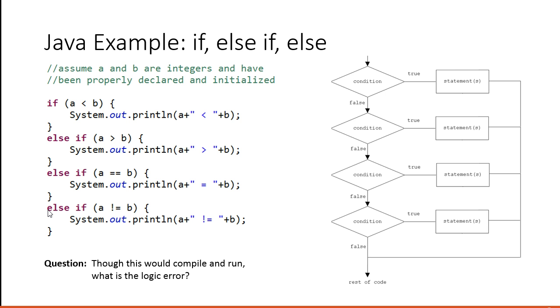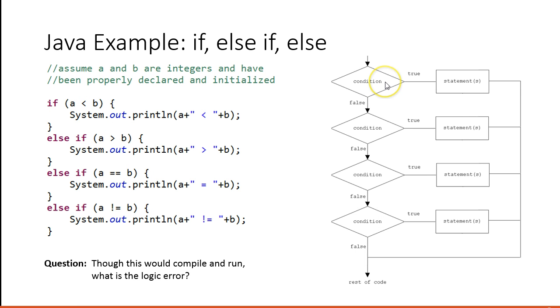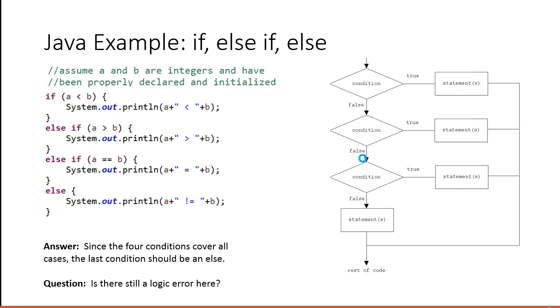So the first thing I would catch here is that since one of these has to be true, I would actually make the last statement an else. There's no need to evaluate some sort of conditional logic there. And so our diagram goes from this: check condition, statement. If it fails, check this condition, statement. If it fails, check this condition. If it fails, check this condition. Since one of these I know has to be true, it is more efficient to just make that last statement an else statement.